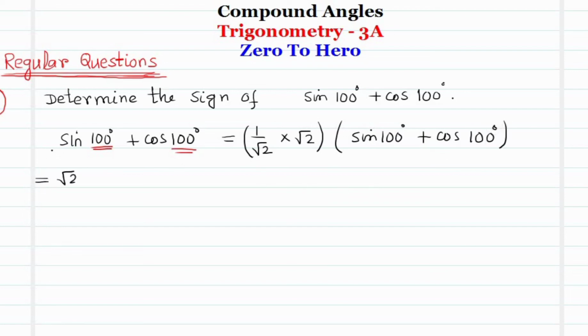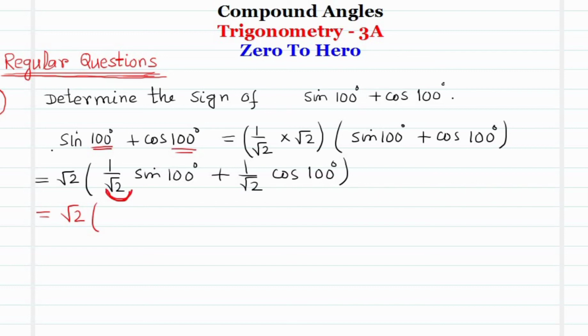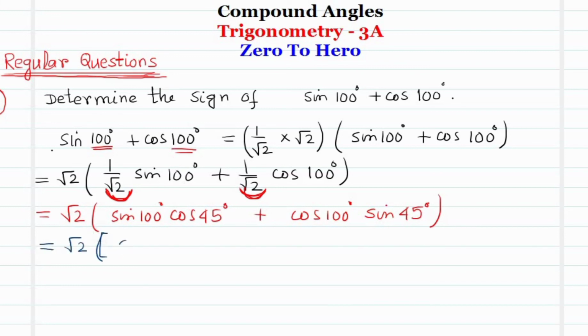So root 2 into 1 by root 2 sine 100 degree plus 1 by root 2 cos 100 degree. Now what is the value of 1 by root 2? We can write it like this: 1 by root 2 as cos 45 with sine 100, and the second one, 1 by root 2 as sine 45 with cos 100. We are writing it in this way so that the expression becomes in the form of sine a plus b. Sine a plus b is equal to root 2 sine of 100 plus 45, equal to root 2 sine 145 degree.